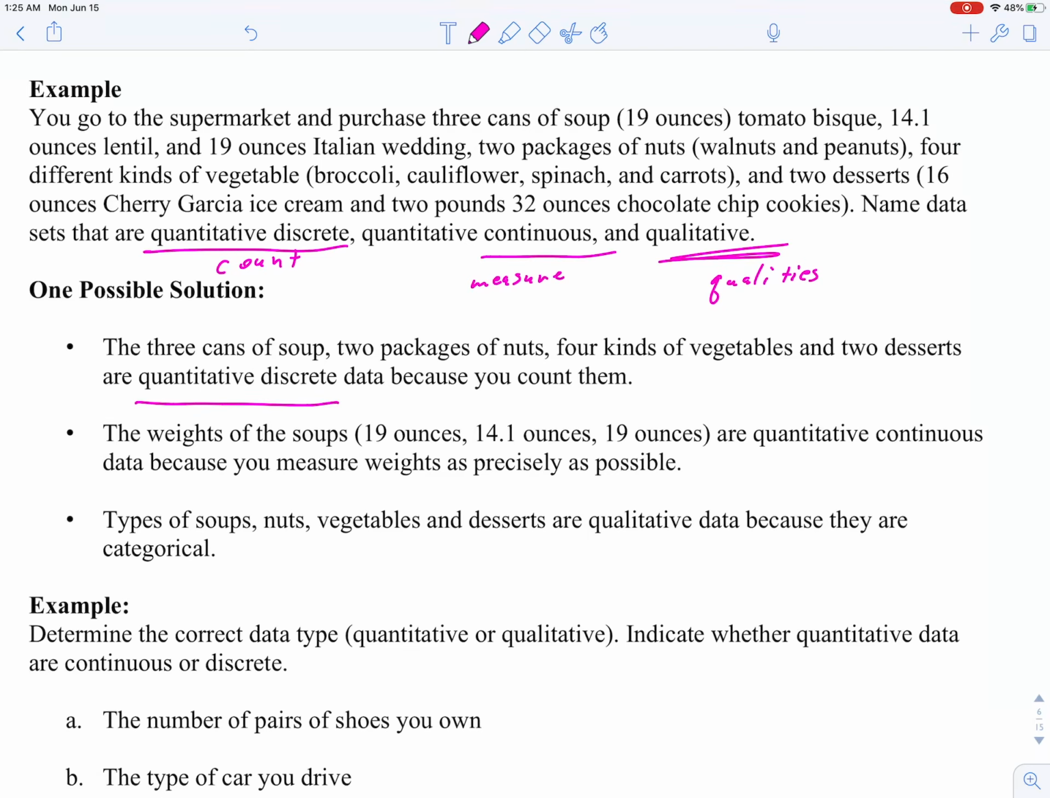Another possible solution here, we can talk about the weights. Right? So weight is something we can measure. So those are quantitative continuous. We also have a third option here, types of soups. Right? So types of soups, nuts, vegetables, and desserts are qualitative because they describe the qualities of the things you bought.